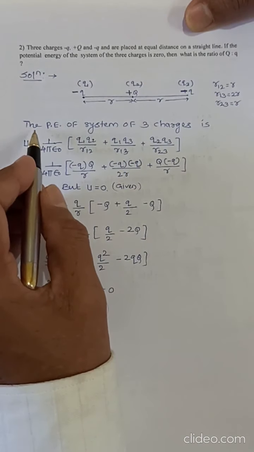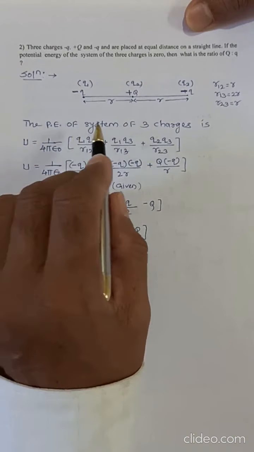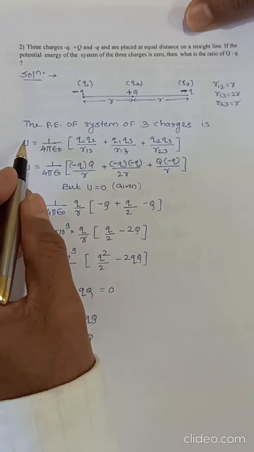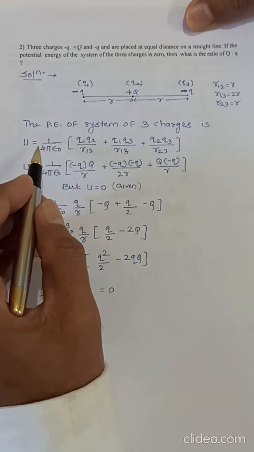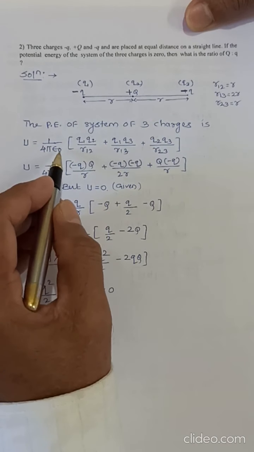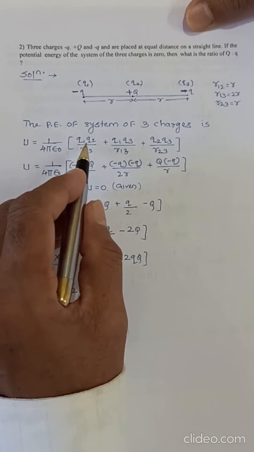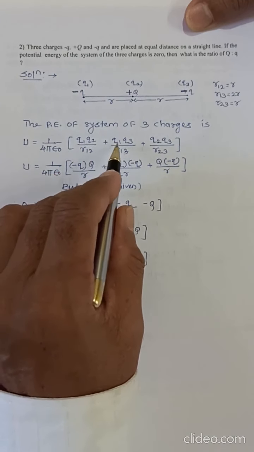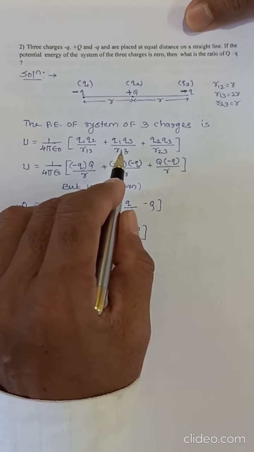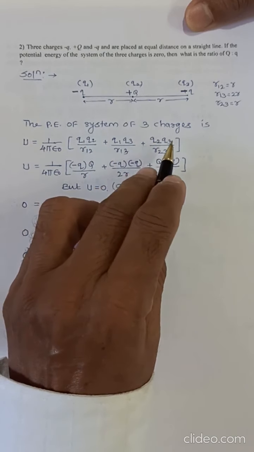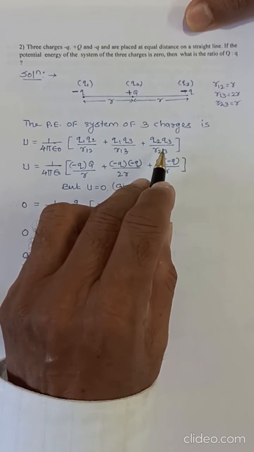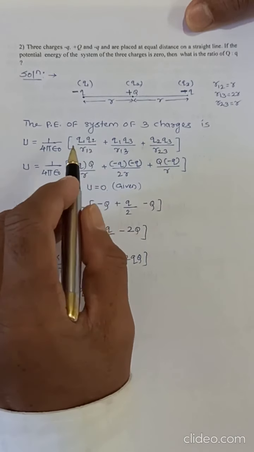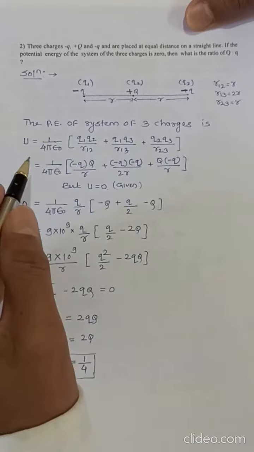We know that the potential energy of a system of three charges is U = 1/(4πε0) [Q1Q2/R12 + Q1Q3/R13 + Q2Q3/R23]. Now put the values of Q1, Q2 and R12, R13 and R23.